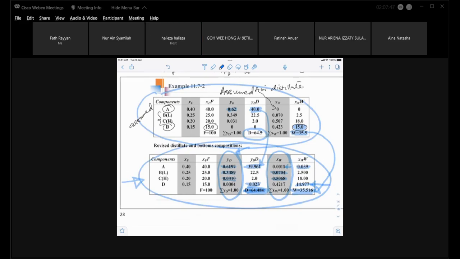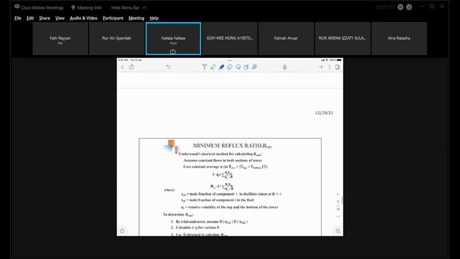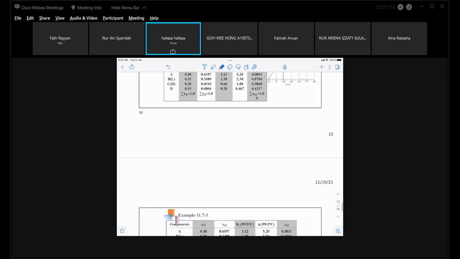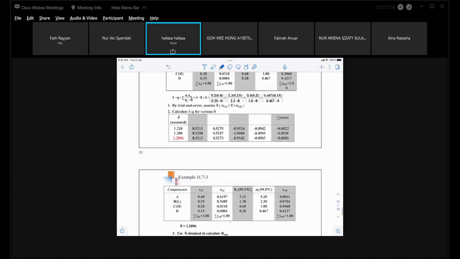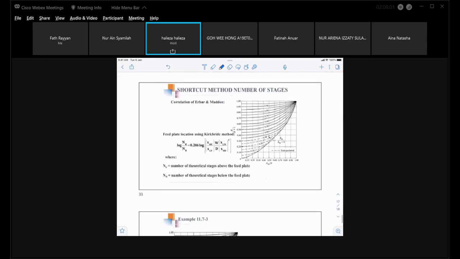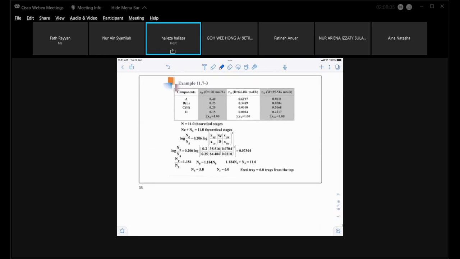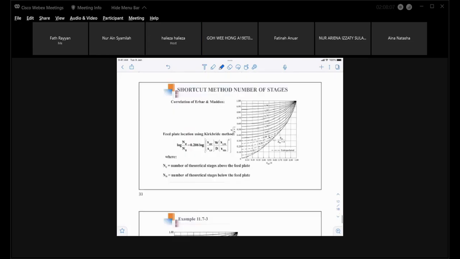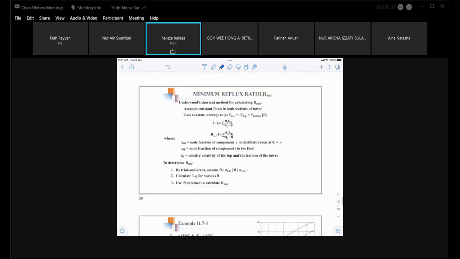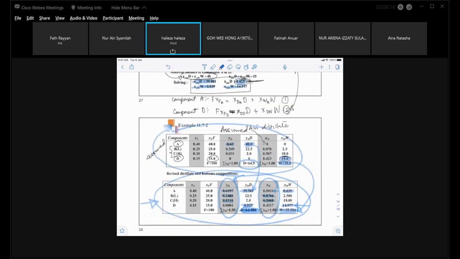The solution is very long. We haven't even finished the whole steps yet. The next step will be to get R min, to get the number of stages, and then to get the feed location. We're only just halfway done. Any questions? Any question, guys? Are you with me?